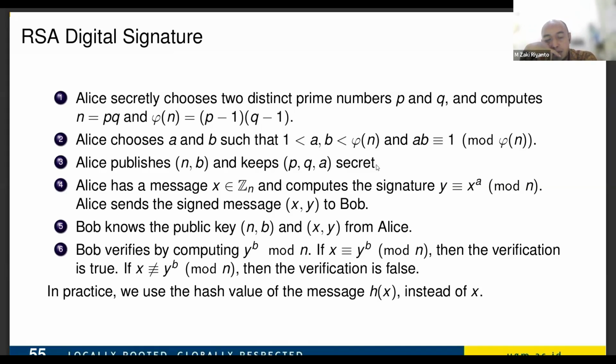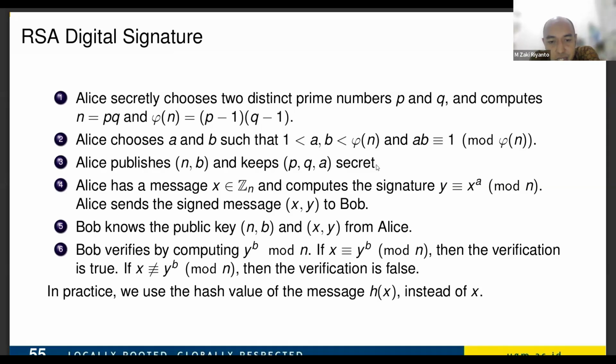So if Alice wants to send a message X in Zn, then Alice can compute the signature Y, that is X to the power of a modulo N. And Alice sends the message X and Y. X is the message, and Y is the signature, to Bob.